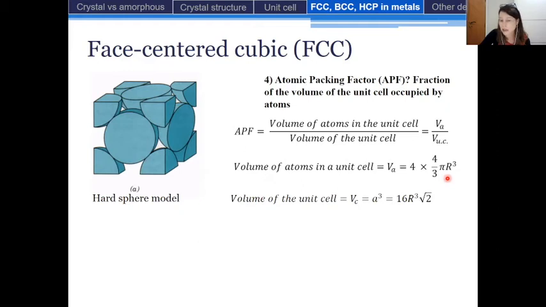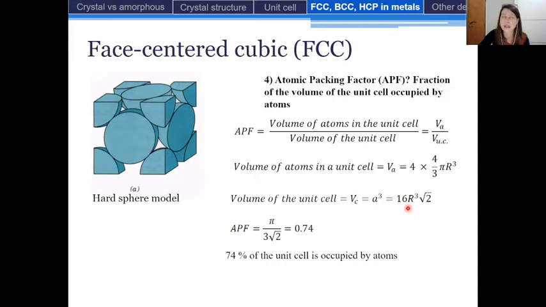And then to calculate the volume of the unit cell, I should calculate the volume of a cube. I can express it either with the length a, or using the radius r, using the relationship we calculated previously. So if you simplify the equation, you will obtain that the atomic packing factor is equal to 0.74. So this means that 74% of the unit cell is occupied by atoms. So it gives an idea of the density of the unit cell.